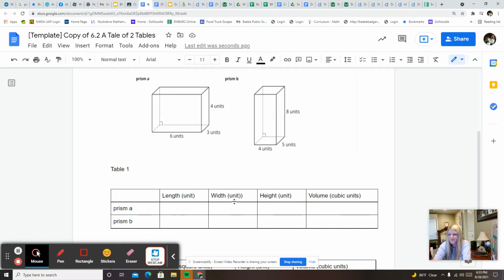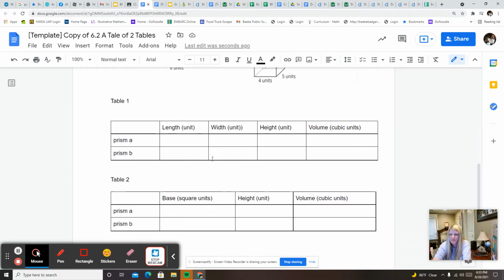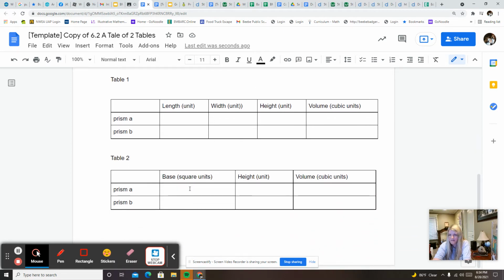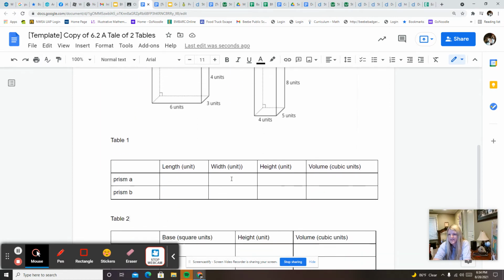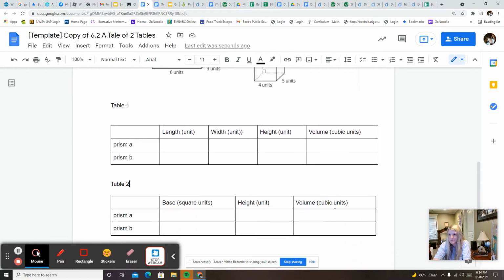And that's the same thing that we did up here. We're just writing the length and the width instead of the area. So in this table, you're going to write the area as 18, and then the height is 4. So you'd multiply 18 times 4 to find the volume. That's the main point of today's lesson, looking at the two different ways that we can do that.